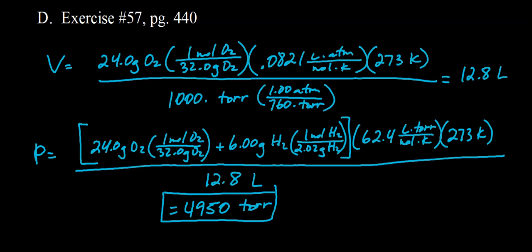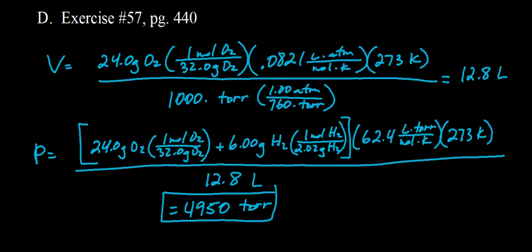All right, so here it is. I just did it all in one shot here. So again, we've got to find moles of oxygen and moles of hydrogen, and combine those, add those up. You can do that as a separate calculation if you want, and plug in moles total here. Notice I used a different R this time because I want to do a comparison with the original pressure, which was given in torr. And then the temperature does not change, divided by our volume, which we calculated in the first parts, as you can see there, 12.8 liters. And we get 4,950 torr.